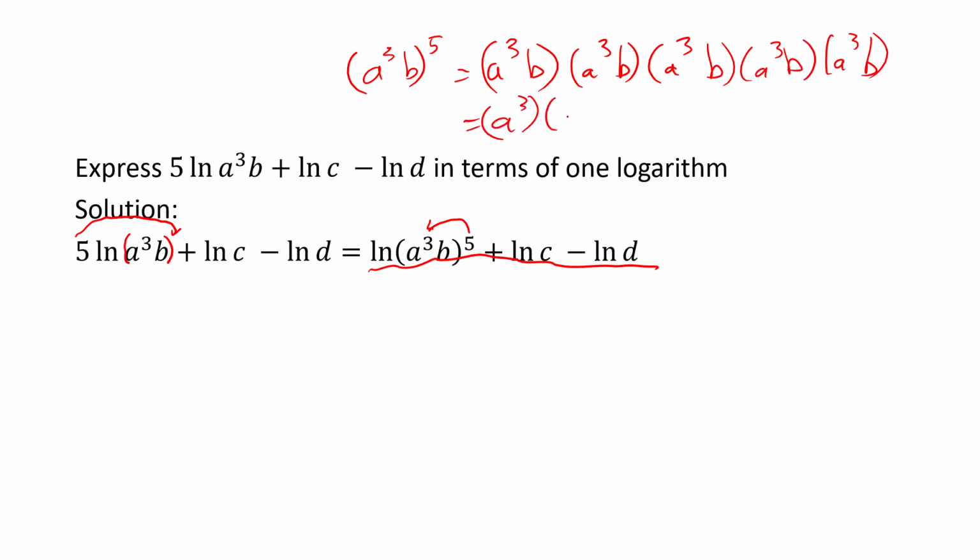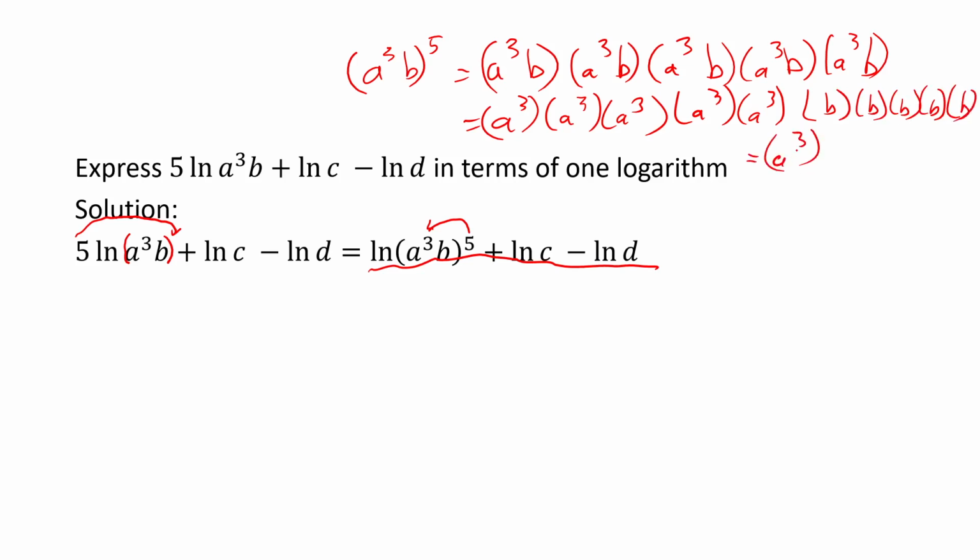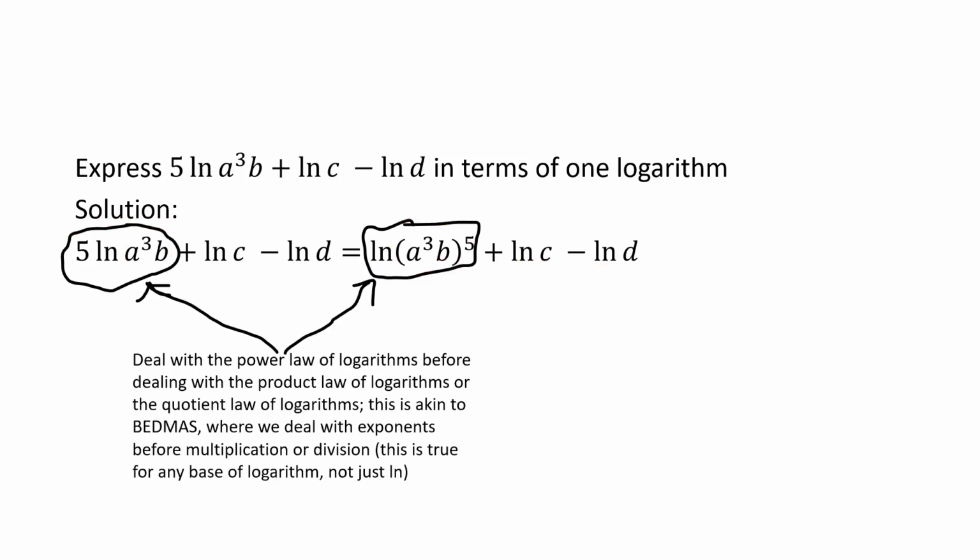So we can call it a cubed, a cubed, a cubed, a cubed, a cubed, and then b, b, b, b, b, which is the same as saying a cubed to the exponent 5, b to the exponent 5, which is the same as a to the 15, b to the 5. So this whole expression right here will be a to the 15, b to the 5. Now, the point being made here is that this is akin to BEDMAS.